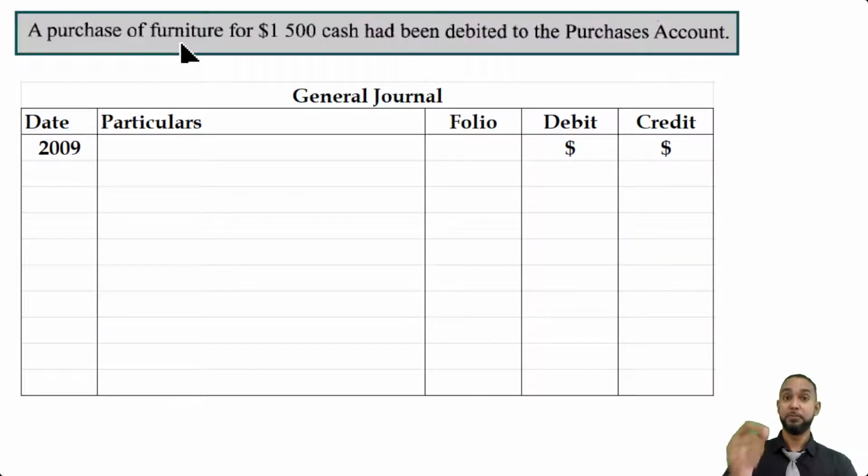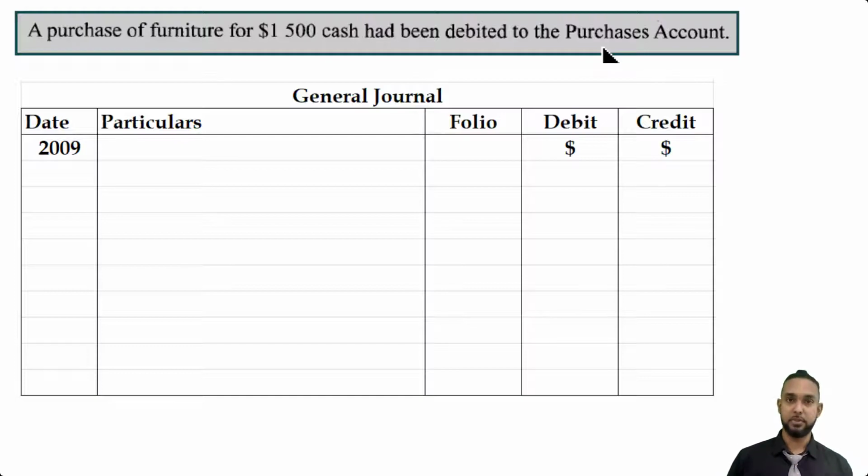What were we buying? Furniture. Furniture is itself an asset. If you are buying furniture, the amount of furniture you have is increasing. And to record an increase in an asset, you're supposed to debit the asset account. So we were supposed to debit furniture. We didn't. Instead, we debited purchases. So we have a missing debit and a debit that shouldn't be there.